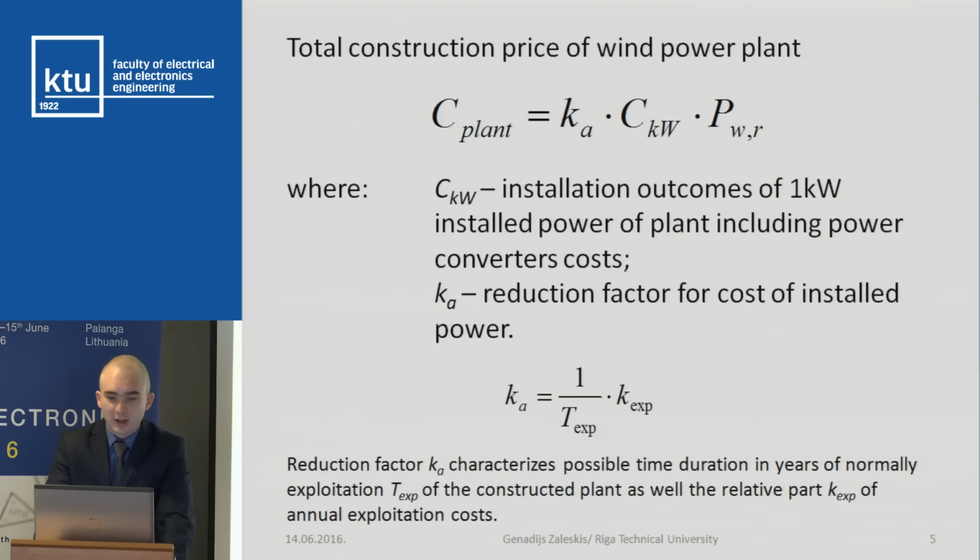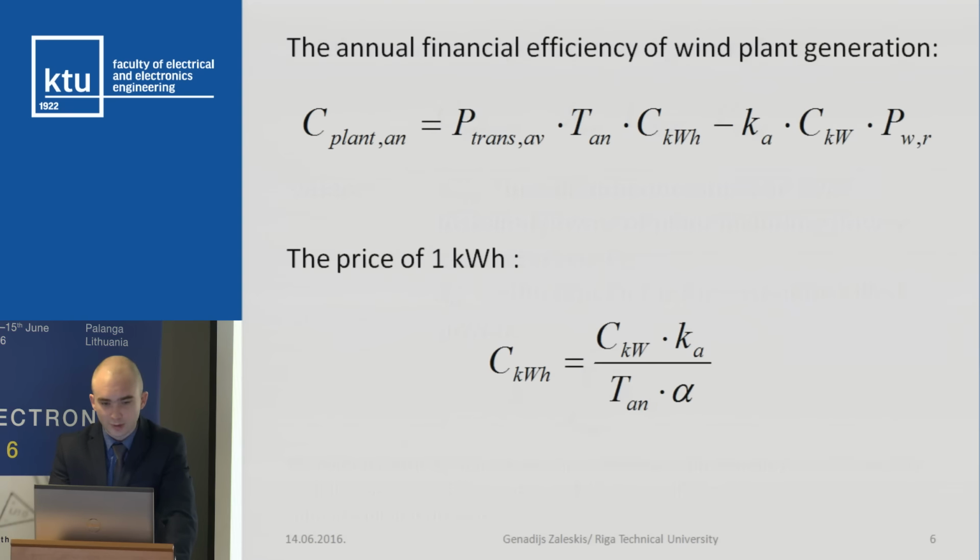Total construction price of the wind power plant is C plant. So C kilowatt is the installation outcomes of 1 kilowatt of installed power of the plant, including power converters and loss costs. K with index A is the reduction factor for cost of installed power. So, very simple. The annual financial efficiency in plant generation is here.